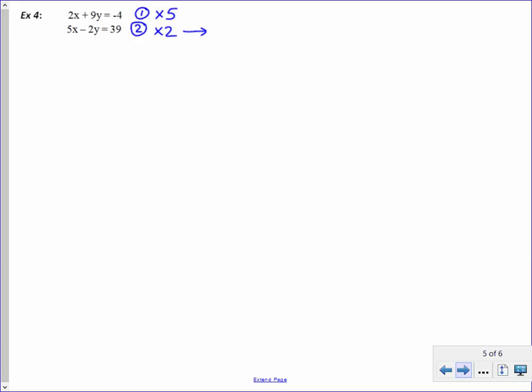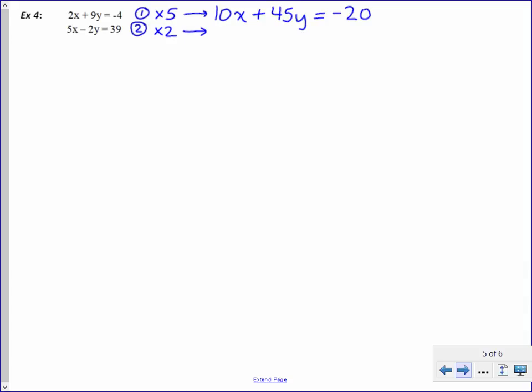Okay. So, again, this is where people mess up. It's every part of the equation. Every single part gets multiplied by 5. 2x times 5, 10x. Plus 9y times 5. What's now the coefficient of y? 45. 45y. -4 times 5, -20.